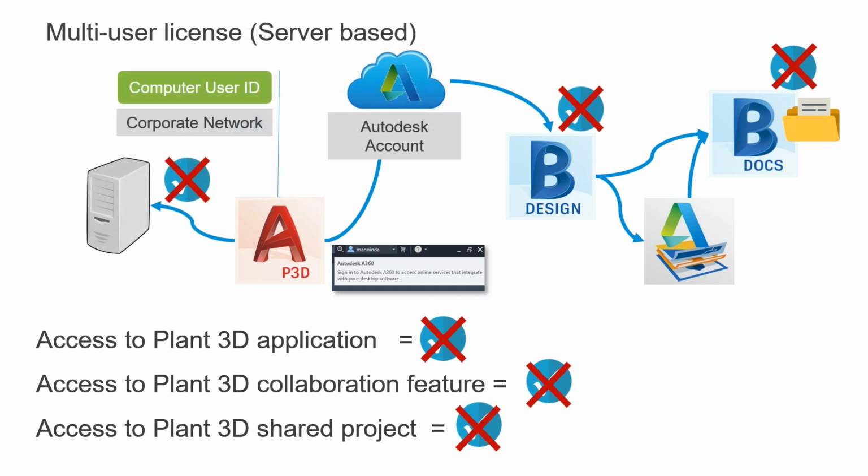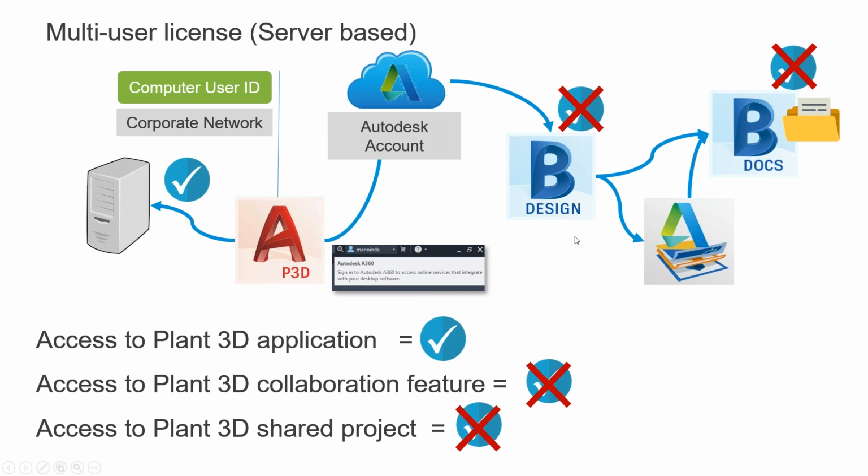Now, if it's a multi-user license on your network, where you have a network user license or a network license server, you do have to have access to your corporate network, and your computer user ID has to be able to access that server where you have that license. So once you've logged in with your domain login, and you can access that server that has the licenses and your software set up on the desktop to find it, then you're actually going to be able to launch Plant 3D.